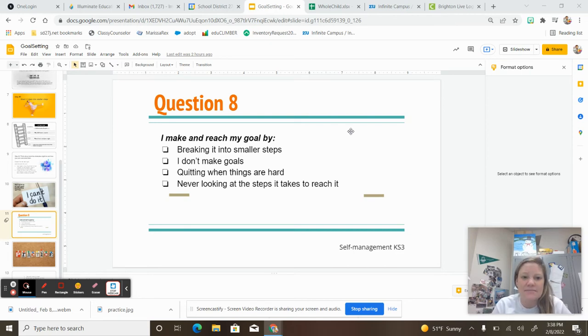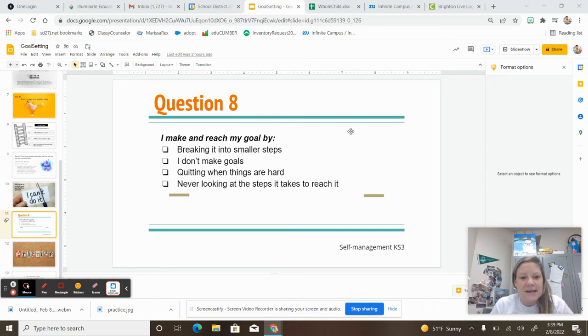So it says question 8, I make and reach my goal by. First answer, breaking it into smaller steps. Second answer, I don't make goals. Third answer, quitting when things are hard. Or fourth answer, never looking at the steps it takes to reach it. Well, after this lesson today, we know that the correct answer is going to be A. We are going to take our big goal and we are going to break it down into smaller steps so that we can reach that goal.